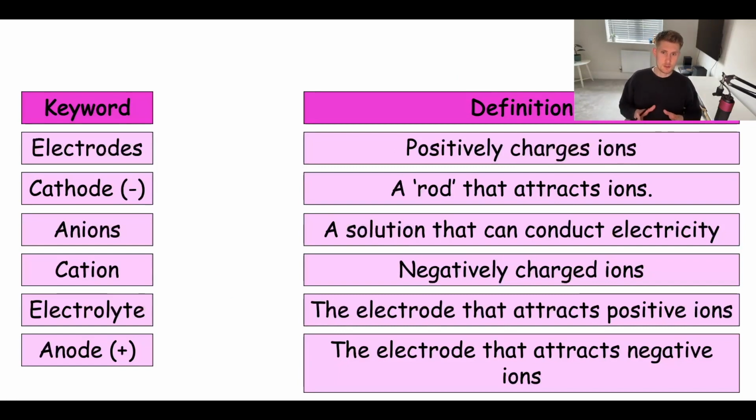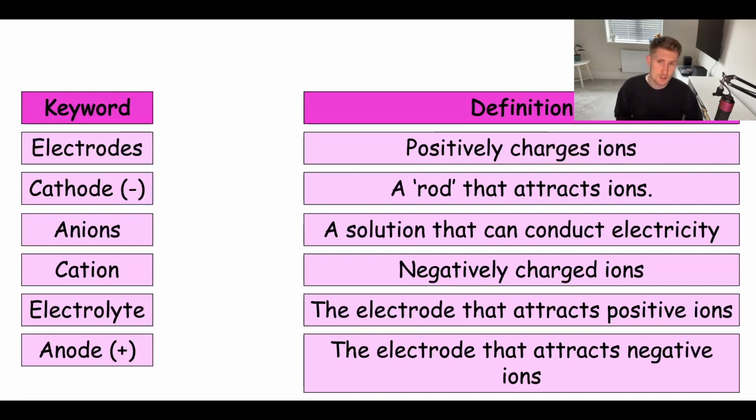Now, we'll have a look at this as a picture now. Before we can actually do that, we'll have to think about what the keywords we're going to look at and talk about in this video. So we've got some keywords down the left here. We've got electrode, cathode, anions, cation, electrolyte, and anode. Pretty tricky, complex keywords. Now, you won't usually have to use anode and cathode. This is more for higher tier and triple. You're more than welcome to call them positive and negative electrode, but I thought I'd include them just for those people who may need to use them.